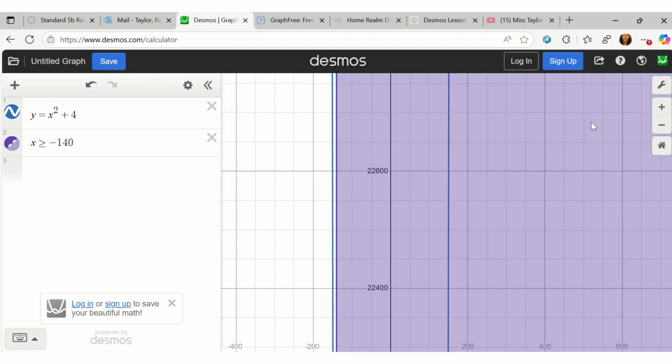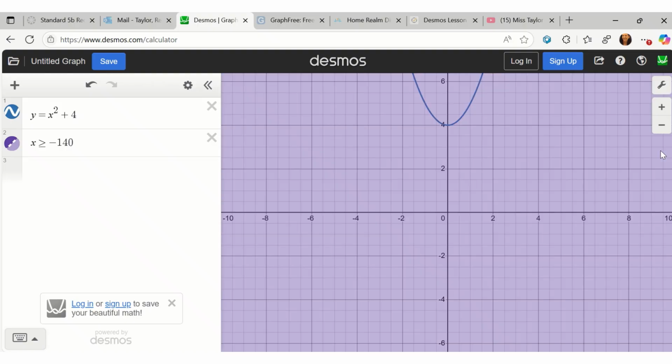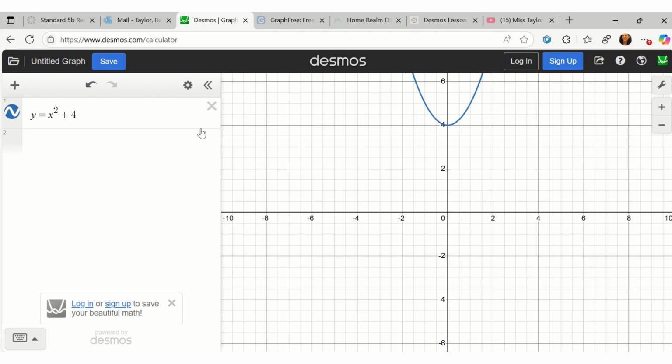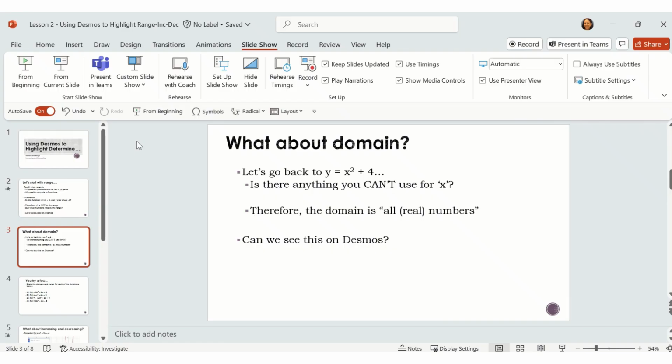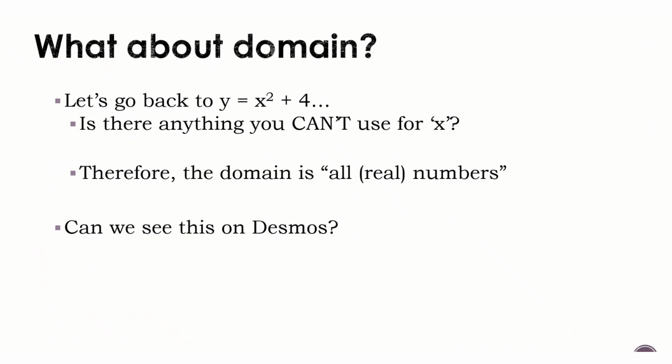Now, obviously I've messed up my window here, so I'm going to click that house button, and that's going to take me back to my normal window. So for domain and range, you can get the range by saying y is, because range is all your y's, and you can go greater than, less than, and play around with that. And your domain is pretty much all real numbers, and that's going to be the case for all parabolas forever.